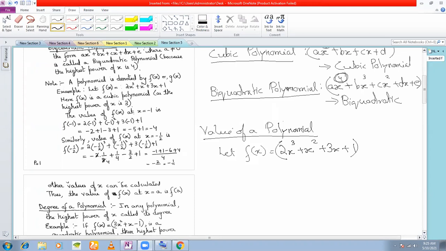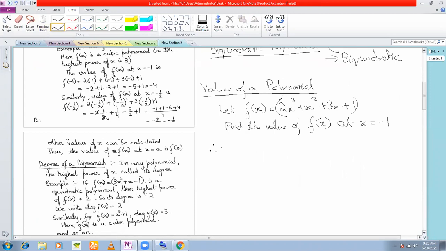If I give you this polynomial and say find the value of f(x) at x is equal to minus 1, this polynomial will have a certain value if I put x equal to minus 1. What is that value? Therefore, the value of f(x) at x is equal to minus 1 is f(minus 1). Remember this notation. If instead of minus 1 it was given as 5, it would be f(5). If it was minus 3, it would be f(minus 3), and so on.